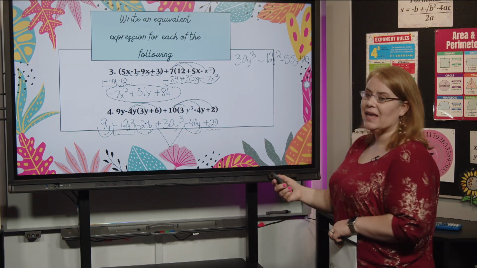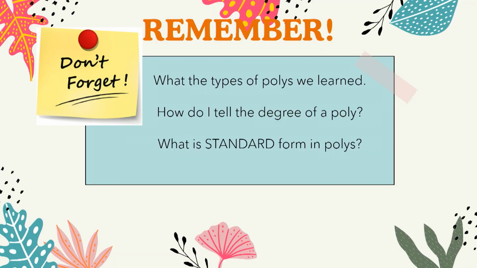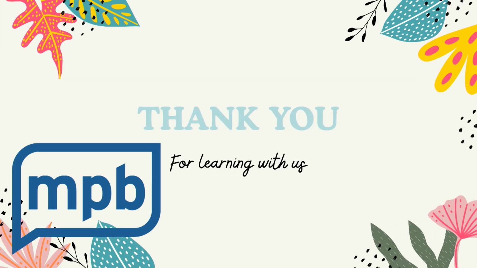putting those like terms together. All right, so let's not forget what the types of polynomials are. We have the binomials, the trinomials, the monomial, and the polys. How do I tell the degree? Remember, we have to look at that highest exponent, or if there's more than one exponent, we have to add those together in the highest number. And then what is standard form? We said that our exponents are going in descending order, meaning from the highest to the lowest.